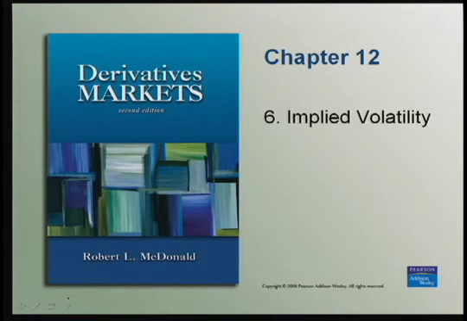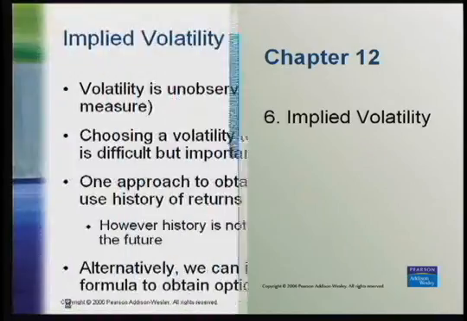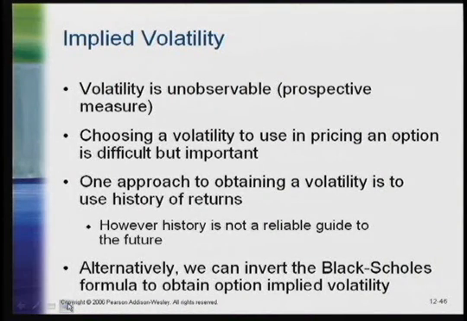The final module in Chapter 12 is related to implied volatility, which is a term you often hear in discussion about the derivative markets and options in particular. This point keeps coming up, that volatility is unobservable because it's a prospective measure. Volatility meaning volatility for options. The sigma that we need for options is unobservable because it's a prospective measure of stock price volatility.